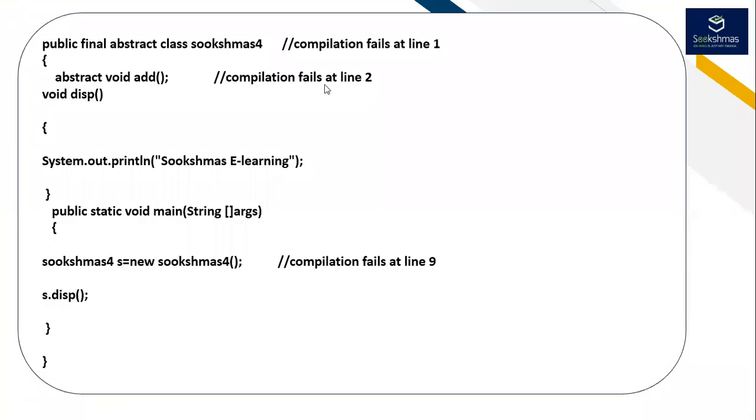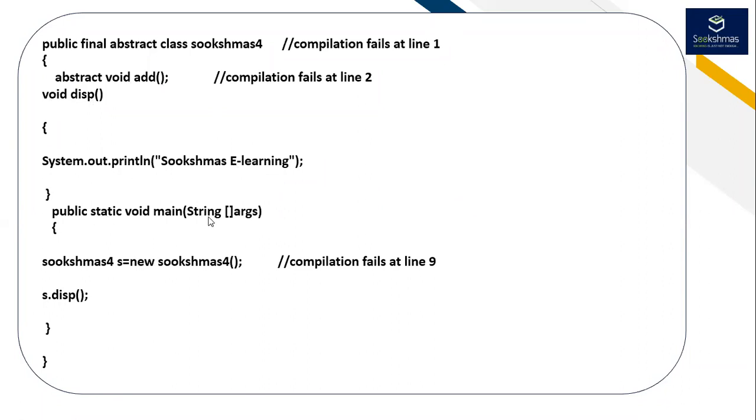And this is my fourth question. Public final abstract class Sukshmas4. And here we have an abstract method, abstract void add, with no implementation. And this is an ordinary method with implementation, void display, where we display a message like Sukshmas e-learning.